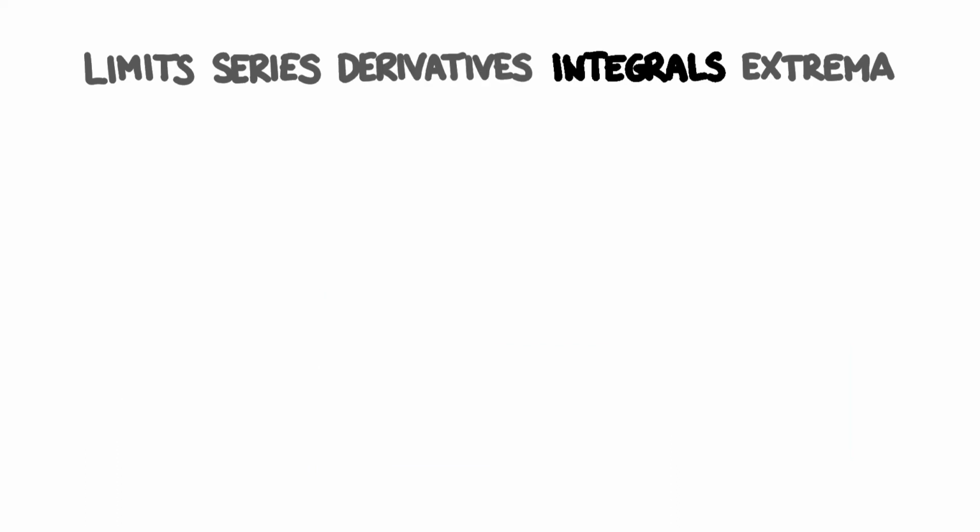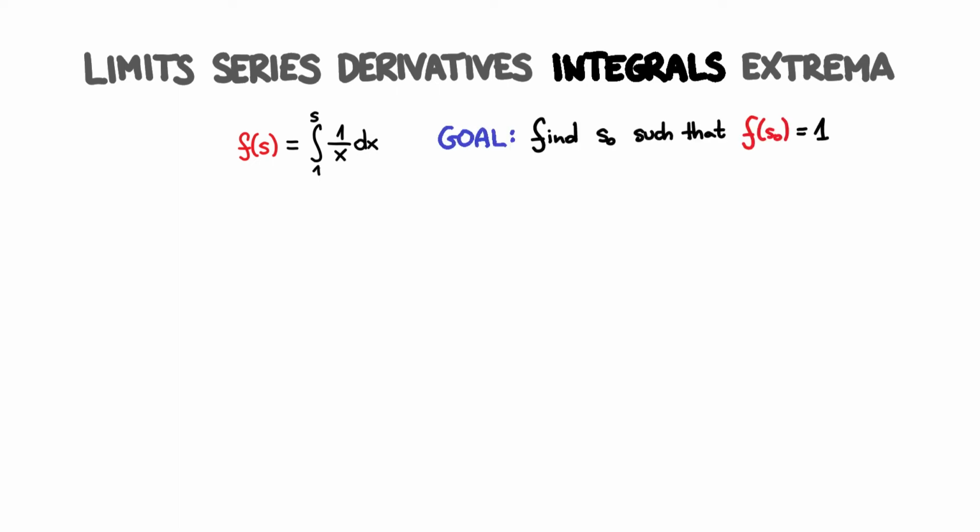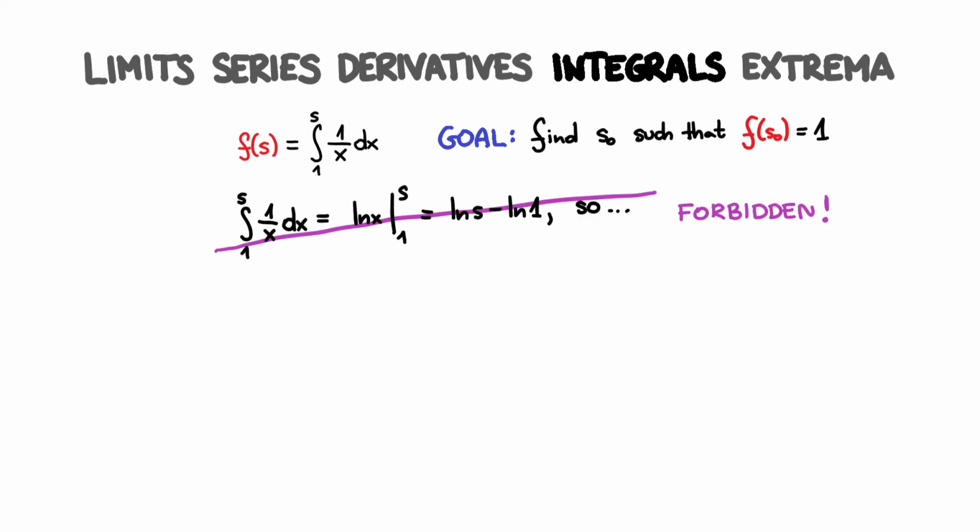For the integral definition of e, the reasoning looks like this. Let f be given by the following formula. Now, our task is to find an argument s0 such that f of s0 equals 1. Of course, this is easy for those of you who know what the natural logarithm function is and that its derivative is precisely 1 over x. Our approach focuses on finding the solution without this knowledge.